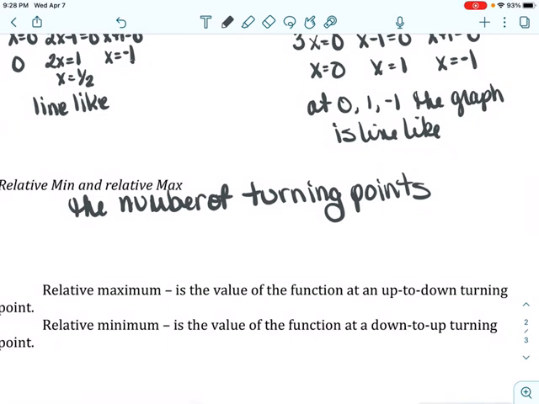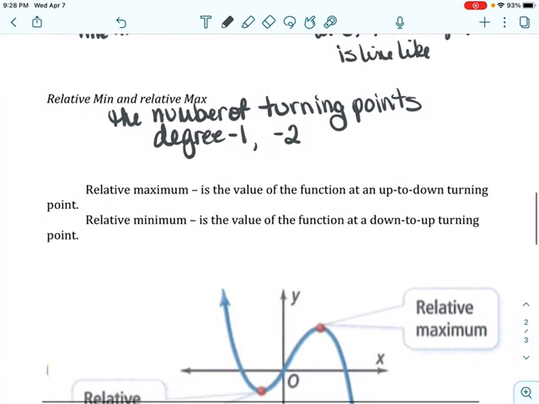So remember from the other day, we said the number of turning points is the degree minus 1. And then we're going to do that answer minus 2, for compensating for our imaginary friends. So this is going to be kind of like, where are those turning points and what do they look like? Okay. All right, so we have two different types. They're called relative min and relative max.